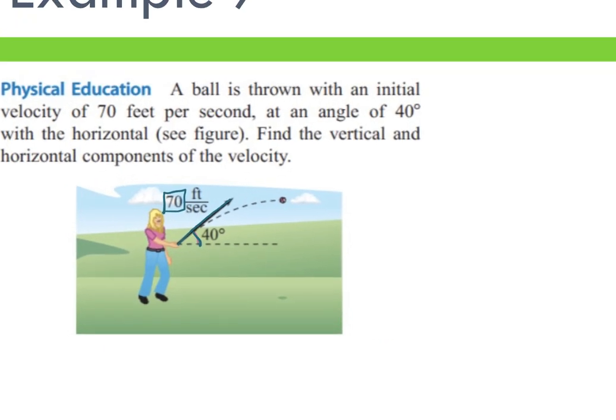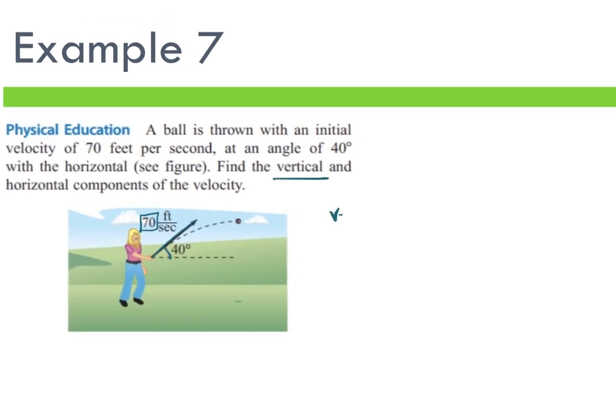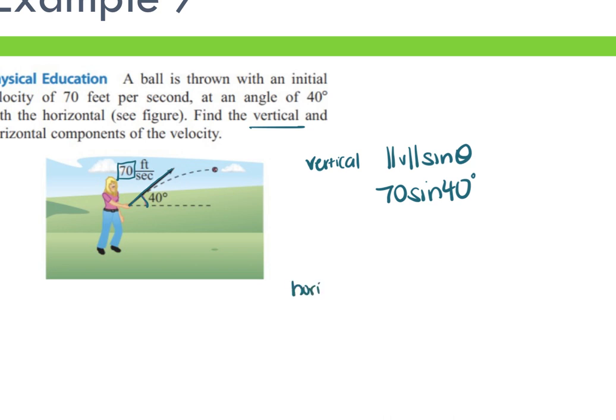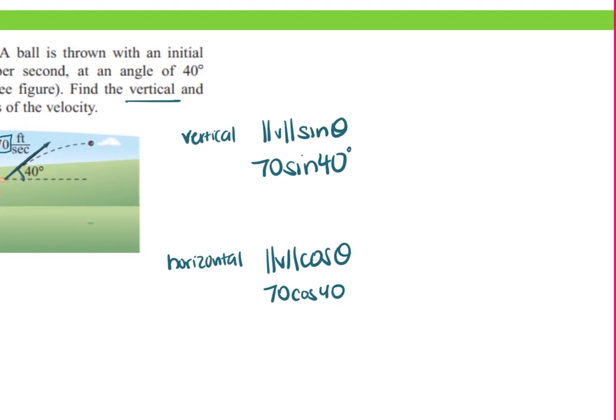So if I want to find the vertical component, I'm using sine. Vertical would be the magnitude of this vector times the sine of theta. So in this case, it's 70 sine of 40 degrees. And the horizontal component is cosine, so it's the magnitude times the cosine of theta. So in this case, 70 times the cosine of 40. And these are not unit circle angles, so we're going to use our calculators here.